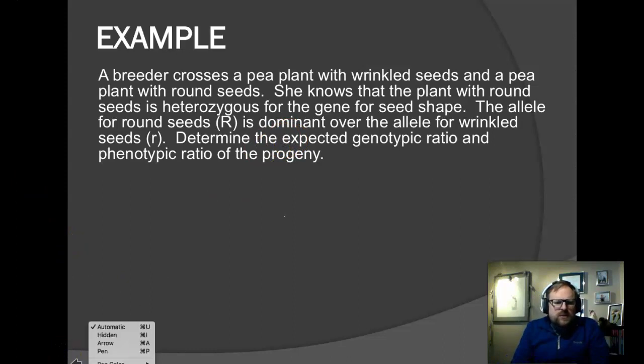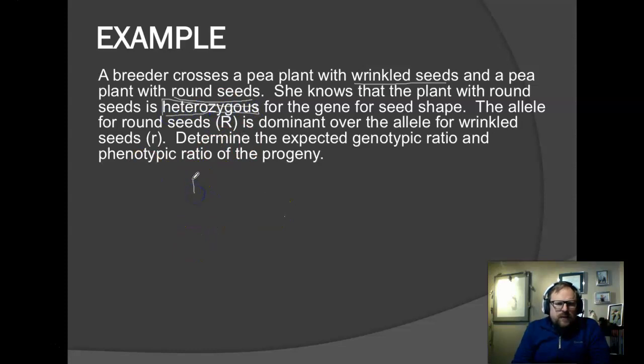So I'm going to get started on this with you guys. So let's select my pen and go from here. So what do we know? We know that they're crossing a wrinkle-seeded plant with a pea plant with round seeds, but they specified for us that that round-seeded plant is heterozygous.